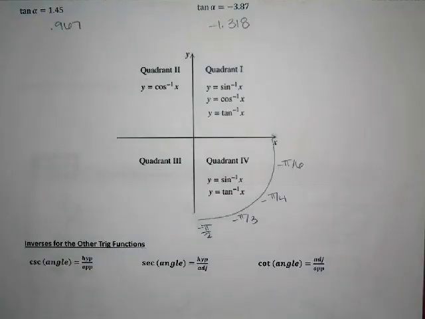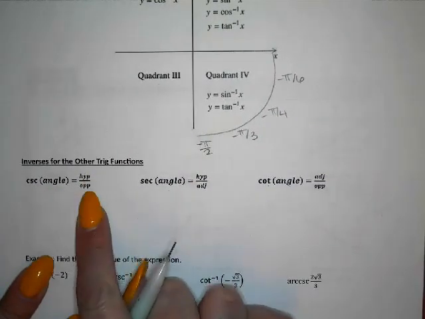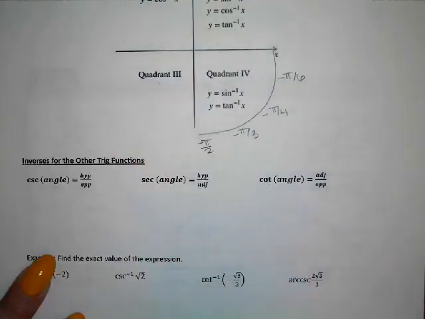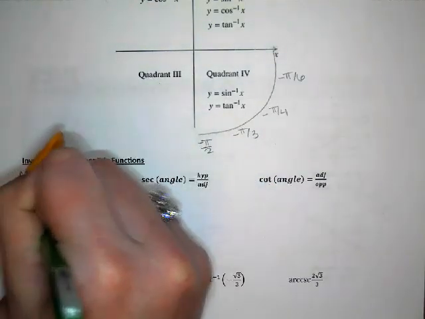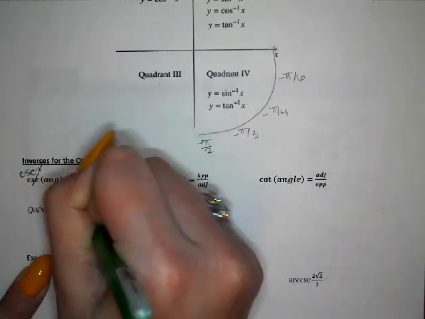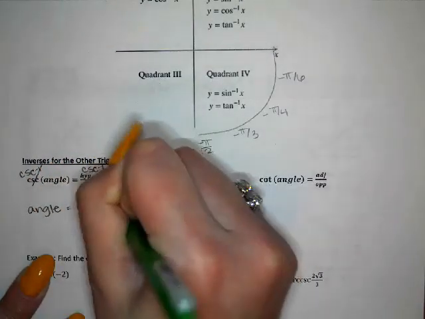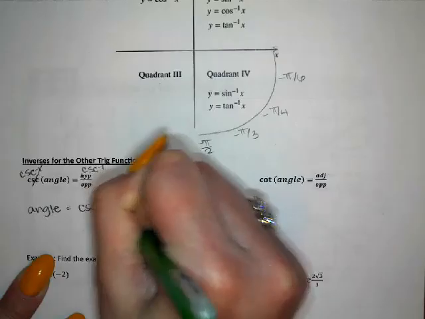Now that we've talked about the inverse trig functions that we're going to use most often, sine inverse, cos inverse, tan inverse, we're still going to talk about the other 3 inverse trig functions and make sure that we can work with those as well. So we have cosecant of an angle is hypotenuse over opposite. That means to get the angle alone, we have to do cosecant inverse of both sides, and we get that the angle is cosecant inverse of hypotenuse over opposite.